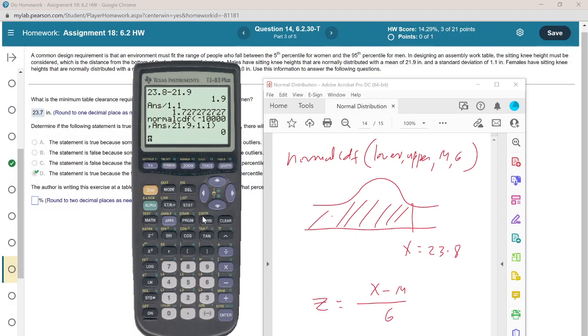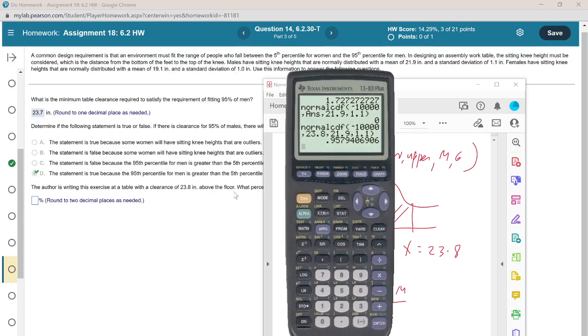So go to second, and then again the very same function. The lower one is negative 10,000, comma, the upper one is 23.8. Use the actual value x, 23.8, and then use the average 21.9. That's what we have been given. Use the standard deviation 1.1, and then it gives you the answer, which is 0.9579406. Okay, so that is the answer for this one.